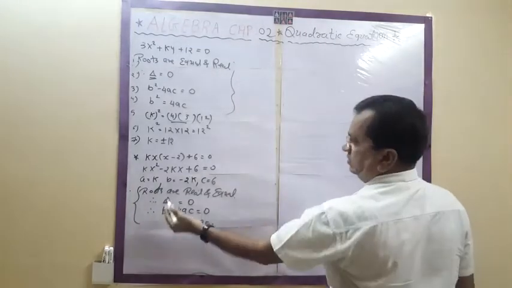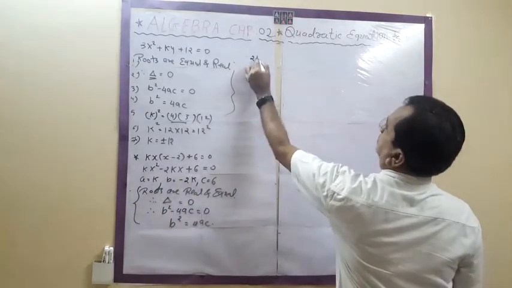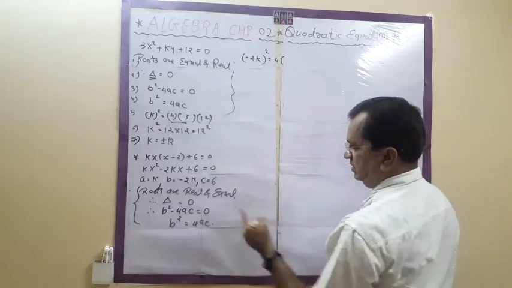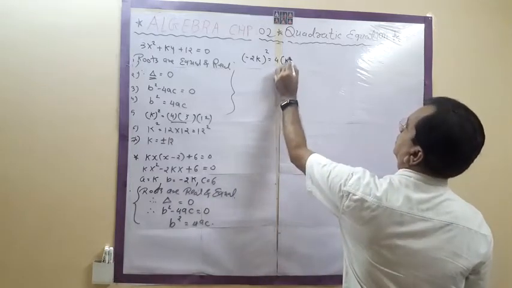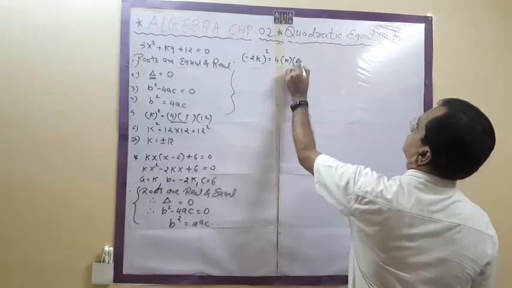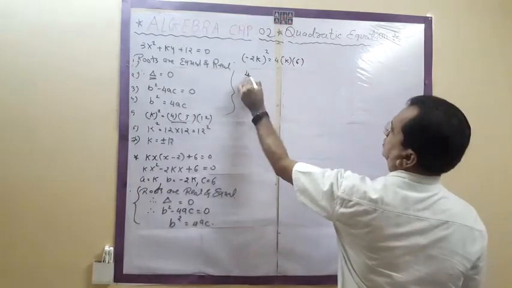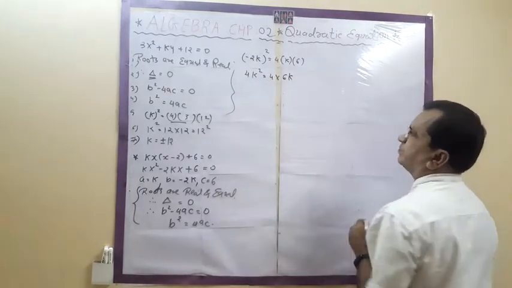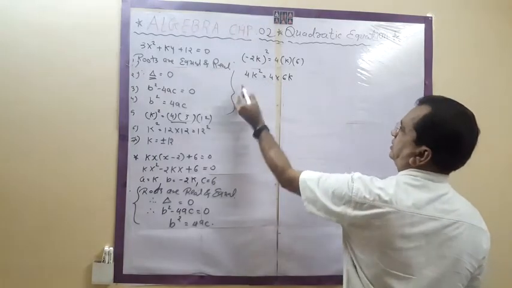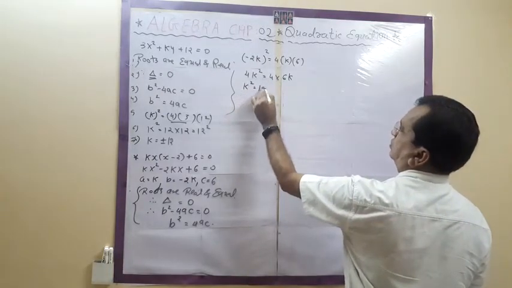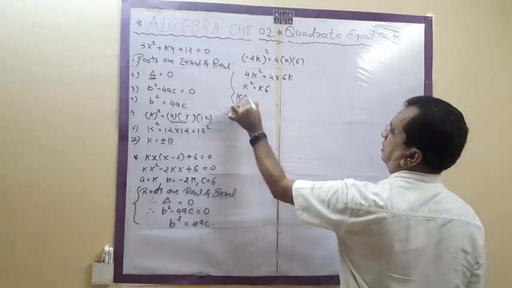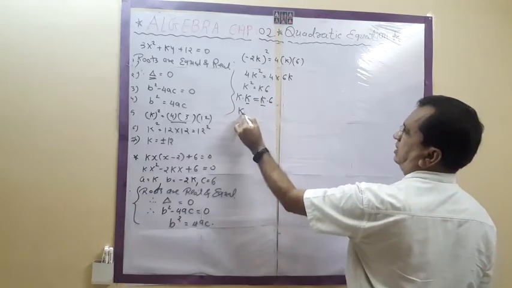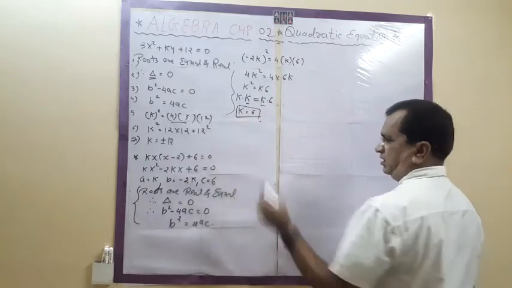What is b square? What is b? Minus 2k. What is a? k. What is c? 6. 2 to the 4, k square. 4 into 6k. Correct. 4 cancel. So k square is equal to 6k. This is k dot k is equal to 6 dot k. So again k cancel. So k is equal to 6. That is the final unknown answer.